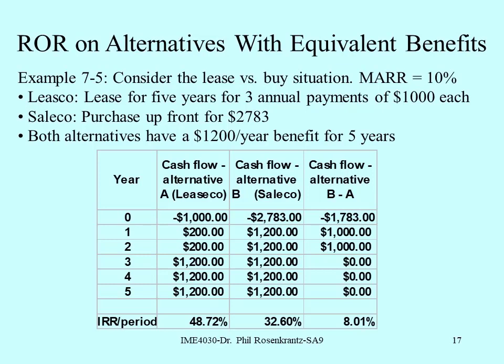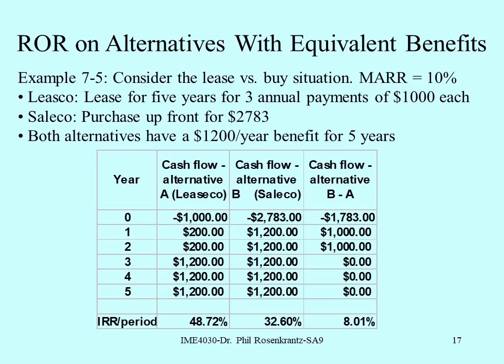Okay, if you look at those cash flows, you'll see that the LeaseCo option has an internal rate of return of 48.72%. The SaleCo option has a rate of return of 32.6%. But what we're interested in is the increment.